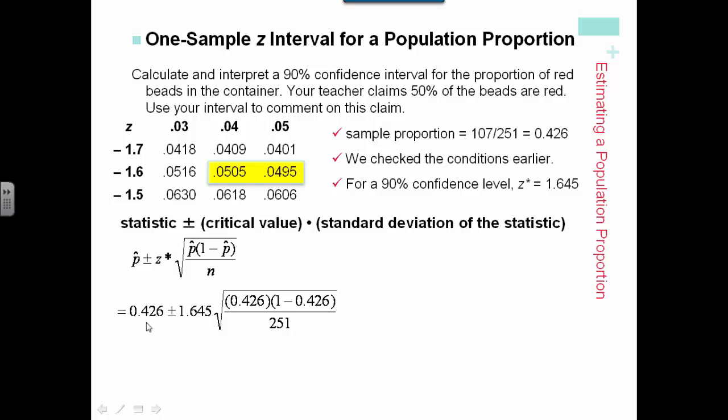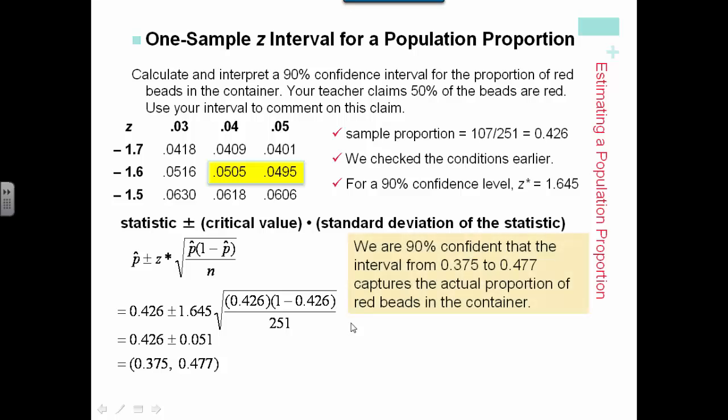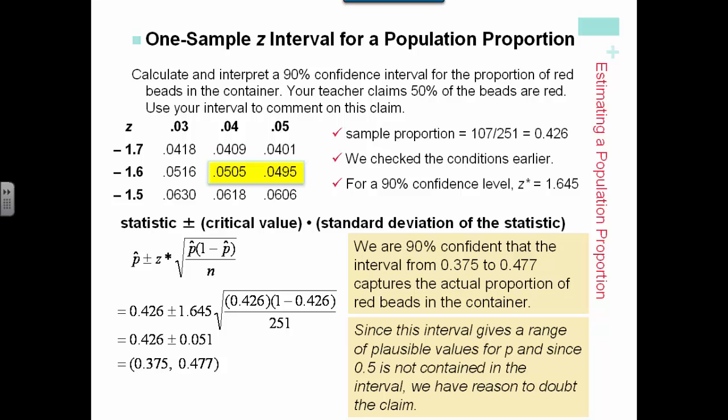We calculate 0.426, the sample proportion, plus or minus 1.645, which is z star, times the standard deviation: the square root of 0.426 times 1 minus 0.426 all over 251. We get a confidence interval of 0.375 to 0.477. We are 90% confident the interval from 0.375 to 0.477 captures the actual proportion of red beads in the container. Since the interval gives a range of plausible values for p, and 0.5 is not contained in the interval, we have reason to doubt the claim.